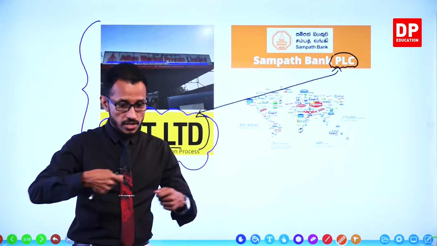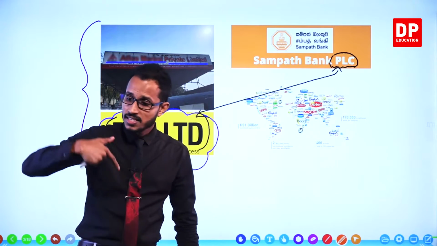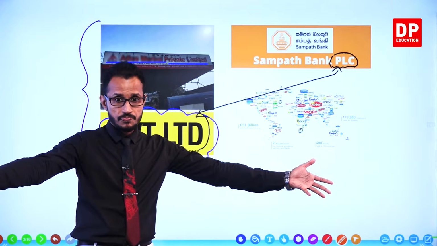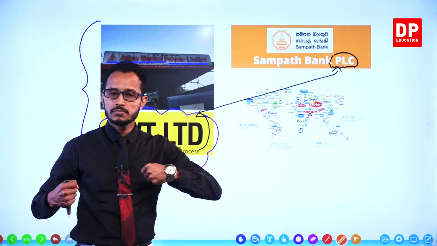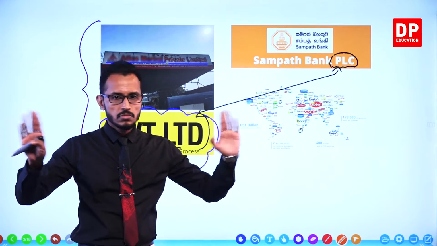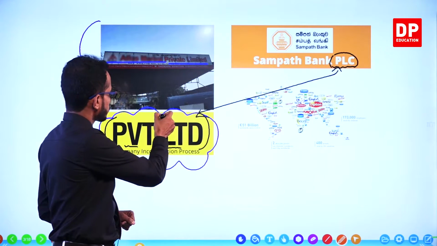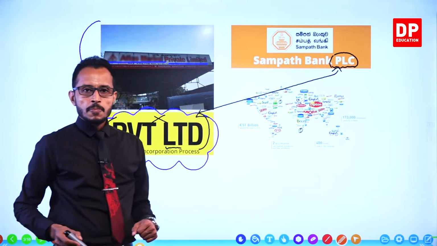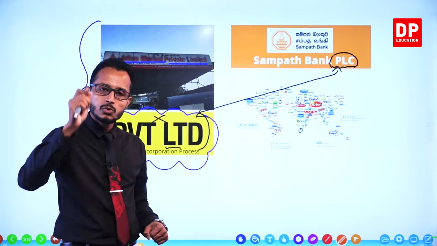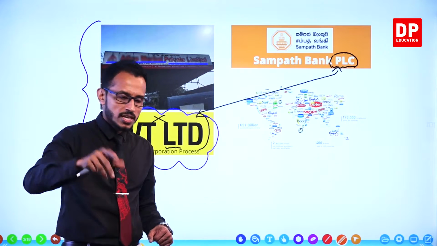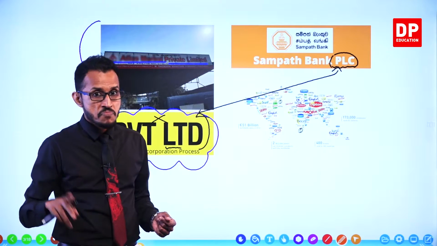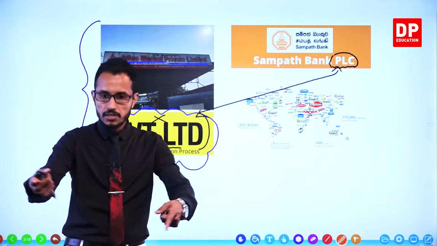They cannot issue their shares and invite the general public, the entire population, the citizens of the country, to join their company by selling shares to the general public. Private limited companies cannot do that. They only can sell shares to friends, family members, and their relatives.